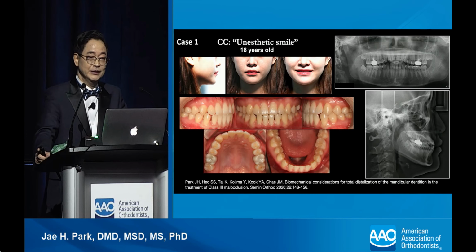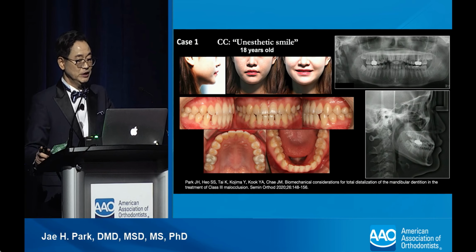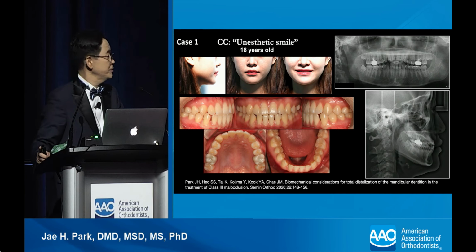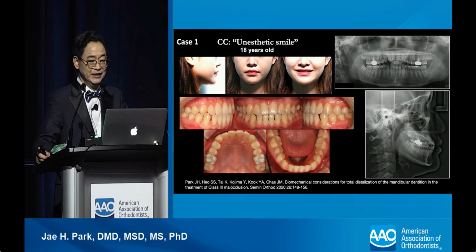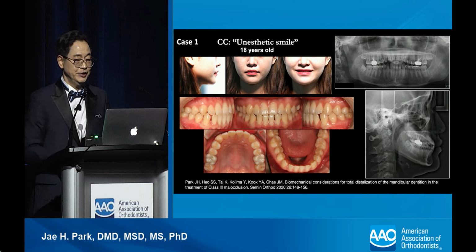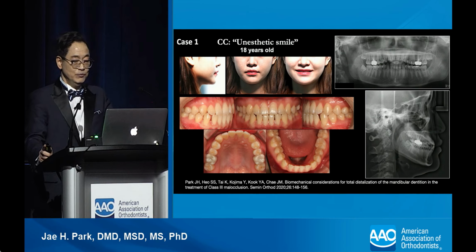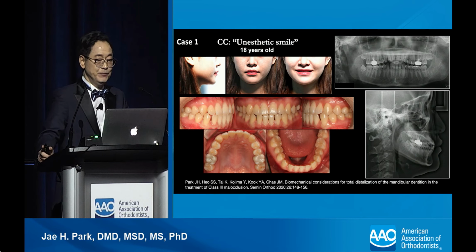Case number 1, pre-treatment photos and x-rays. She was 18 years old and her chief complaint was an unesthetic smile. You can notice no upper incisor display while smiling. She also showed lower anterior spacing, edge-to-edge bite, moderate crowding in the upper arch, moderate spacing in the lower arch, and protrusion of anterior teeth in both arches.